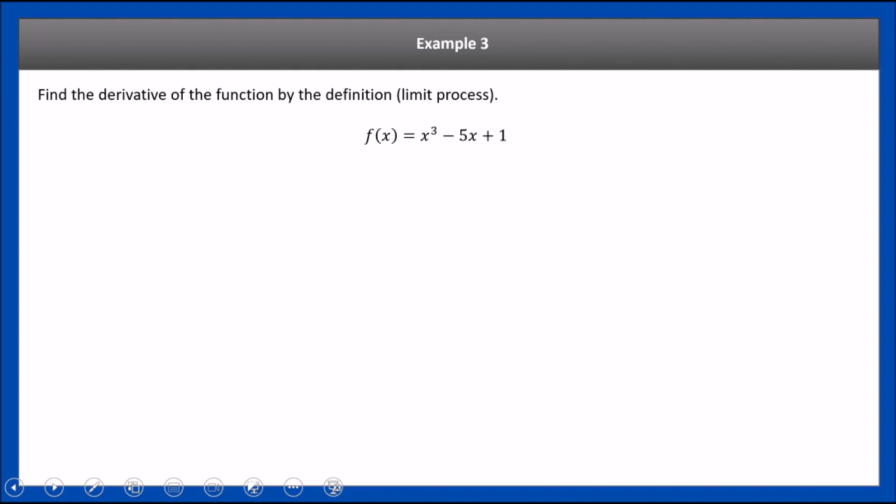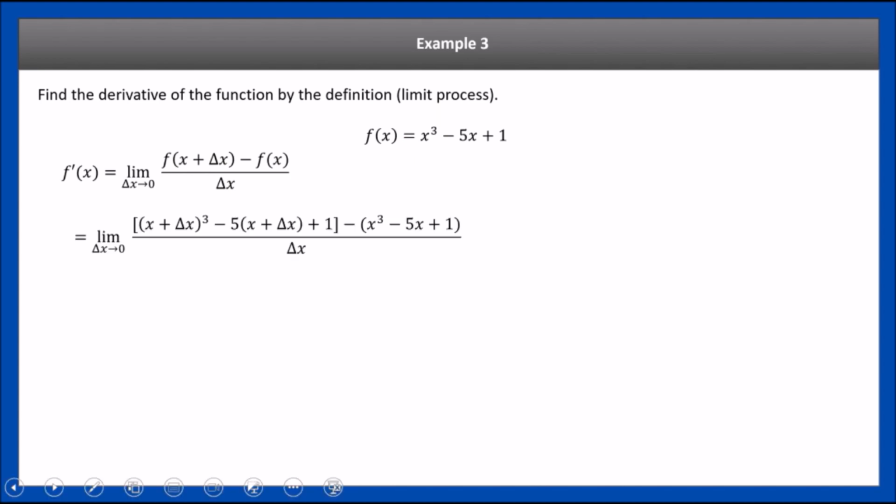Speaking of the tedium, if I were to apply the definition of a derivative to this function, we've got a cube here, so we're going to need to expand that, right? I'm going to be putting x plus delta x into that, and then that's going to be to the third power. And then I have to plug in x plus delta x into here as well, so that's this part right here. And then we subtract the original function, which is that. Okay, so we do that.